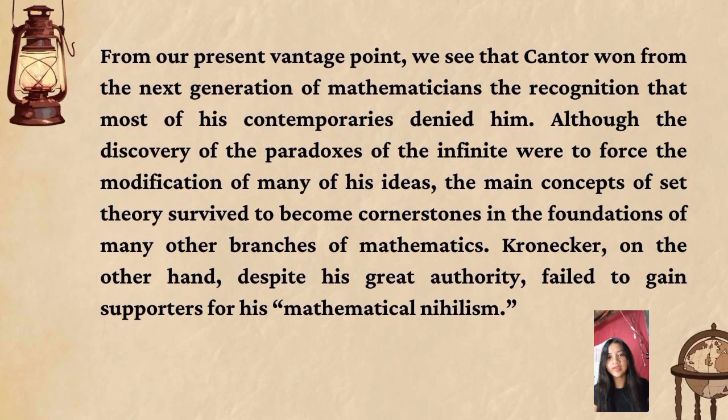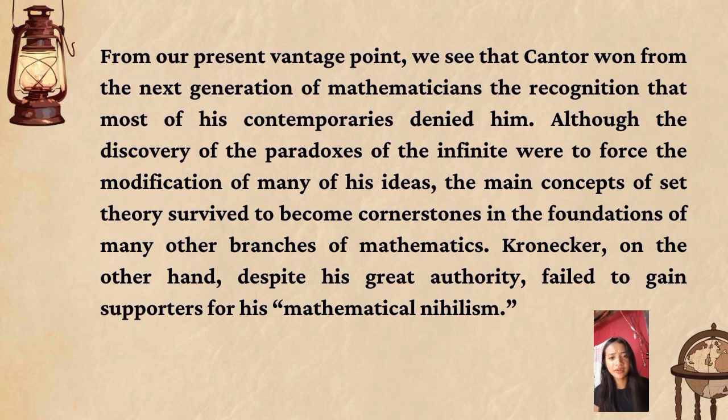So, this is the contrasting fates of Georg Cantor and Leopold Kronecker. It highlights the impact of their opposing views on mathematics. Despite initial resistance from his contemporaries, Cantor's work on set theory eventually gained recognition from the next generation of mathematicians, while some of his ideas were modified due to the discovery of paradoxes in the theory of the infinite. The core concepts of set theory became fundamental to many branches of mathematics.